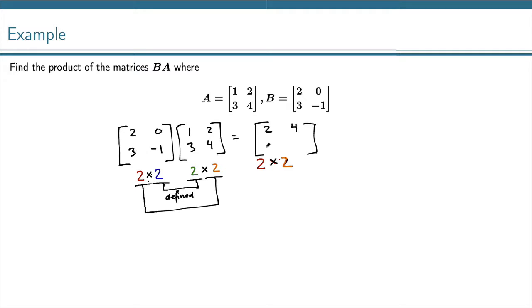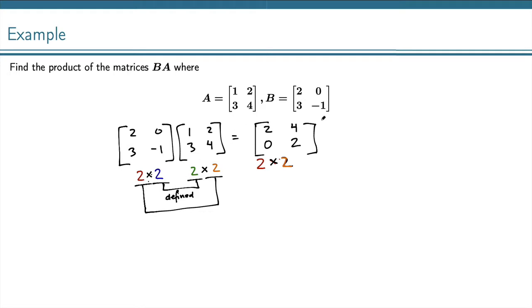Now down here, this is in my second row and first column, so I use the second row and first column. 3 times 1 plus negative 1 times 3 is 3 plus negative 3, which is 0. And finally, this entry is the second row and second column, so I use the second row and second column. 3 times 2 plus negative 1 times 4 is 6 plus negative 4, which is 2.